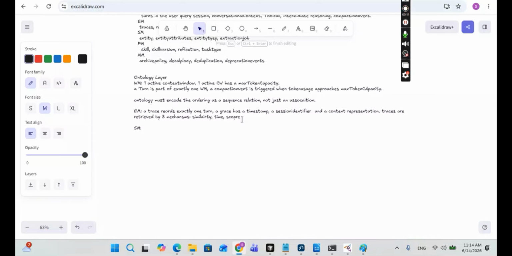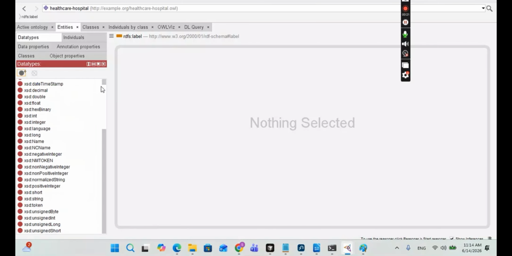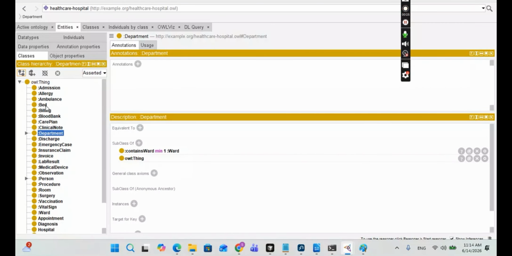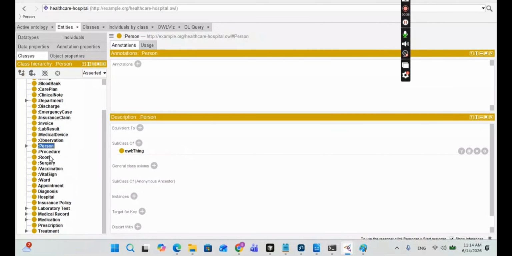attributes. Entity types form their own taxonomy, for example person, organization, concept, event, artifact. So this is a sample healthcare ontology system. These are some entities, getting displayed under classes. Each class can be an entity: admission, allergy, department, and person, and person can be of many types, right?